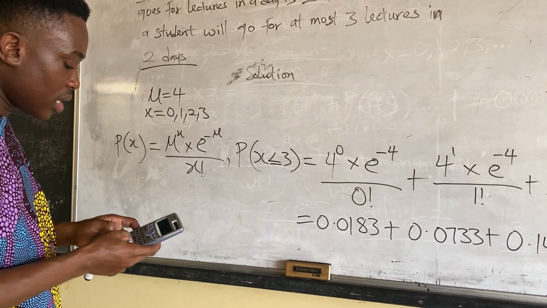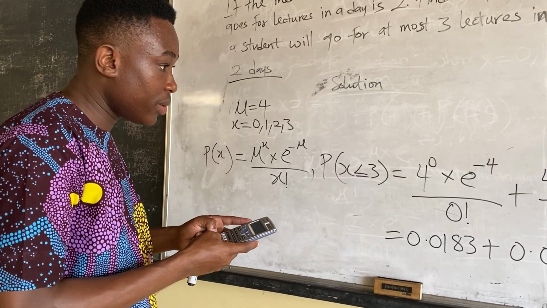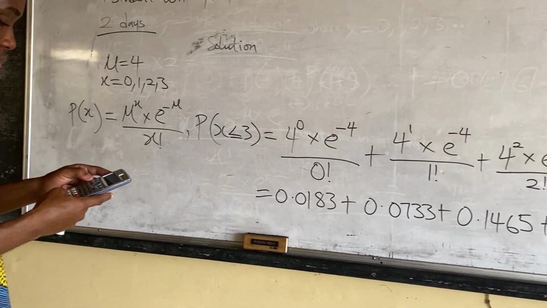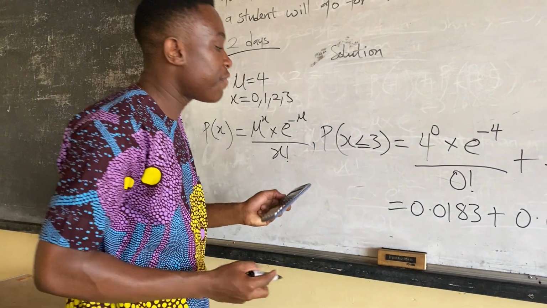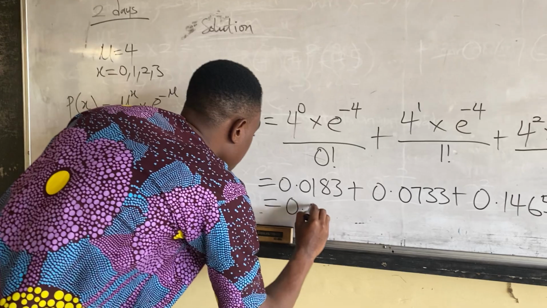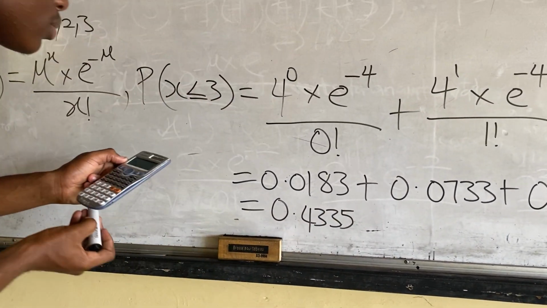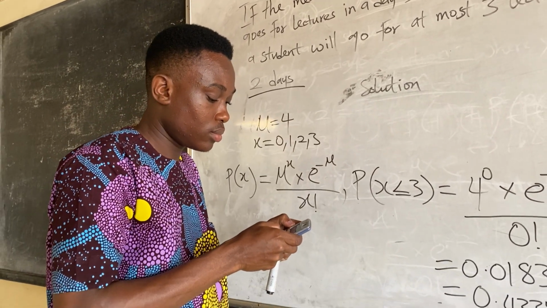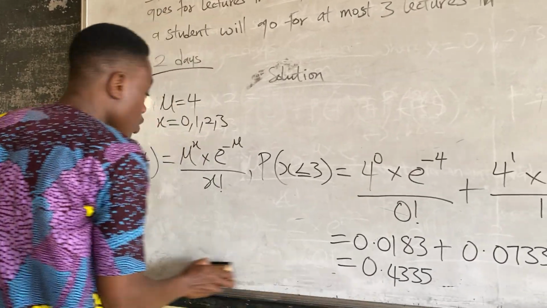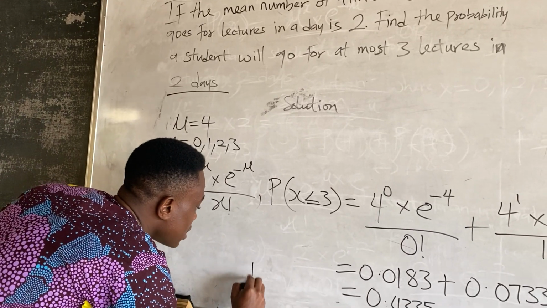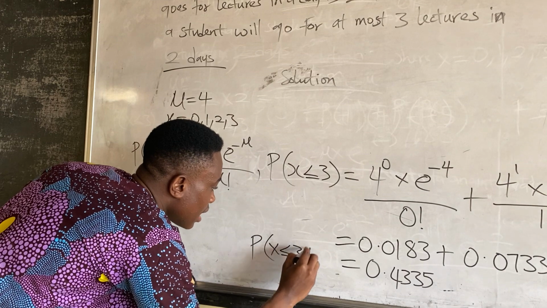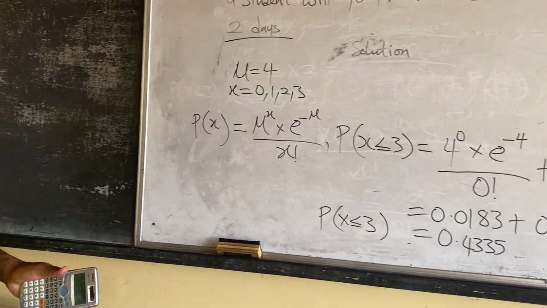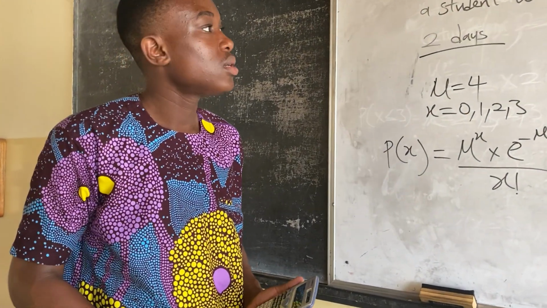So we have 0.0183 plus 0.0733 plus 0.1465 plus 0.1954. So our final answer is 0.4335. So the probability that a student goes for at most 3 lectures in 2 days is 0.4335. So that's what we have for this question as well.